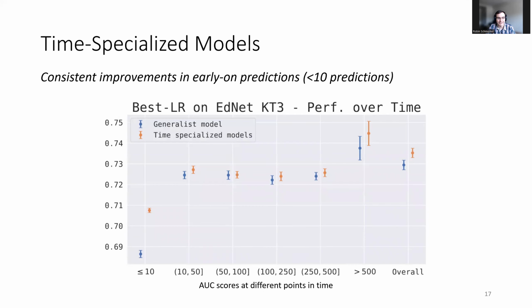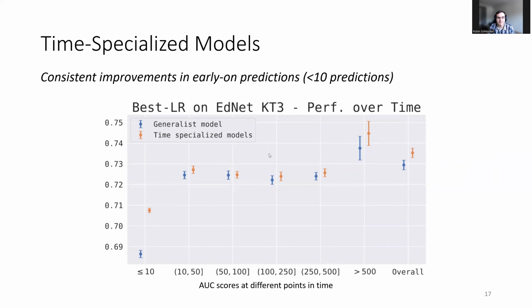Here we present results for an experiment using the best LR feature set, and we compare the performance predictions of a generalist model, which just means we train a single model to make predictions for the entire student history, which is the common standard right now, to a set of time specialized models which operate in different time windows. Here, we see that the first time specialized model is specialized for the first 10 student responses, then for the next 40, and then for the next 50, and so on. So depending on how many observations we have about the student, we can use a different student performance model.